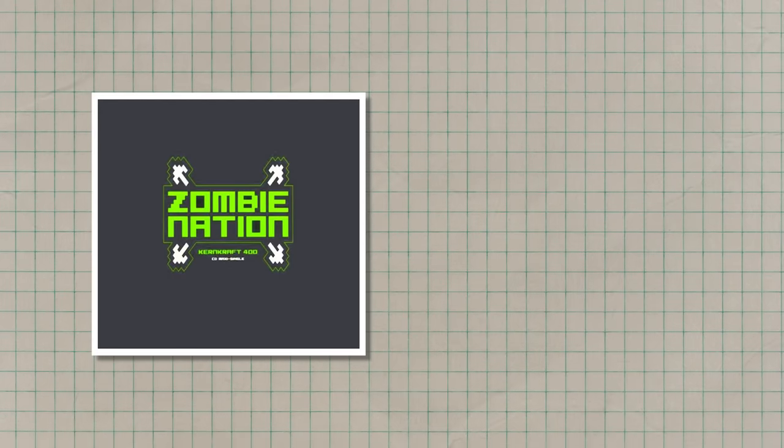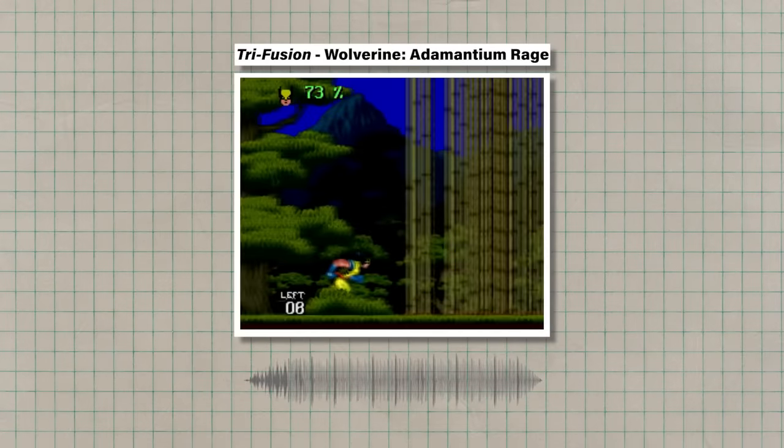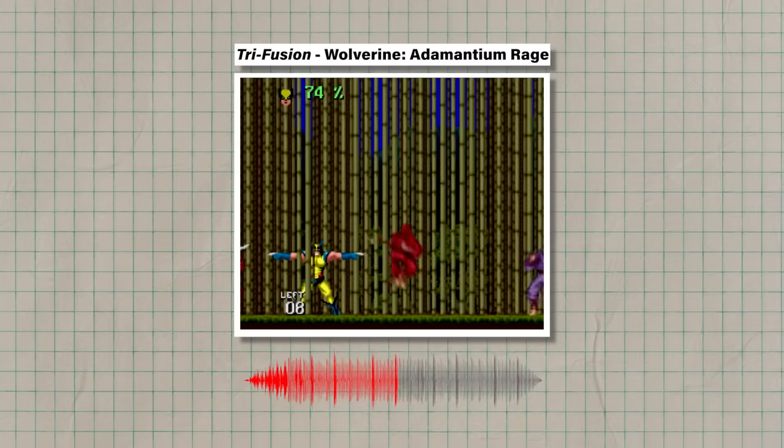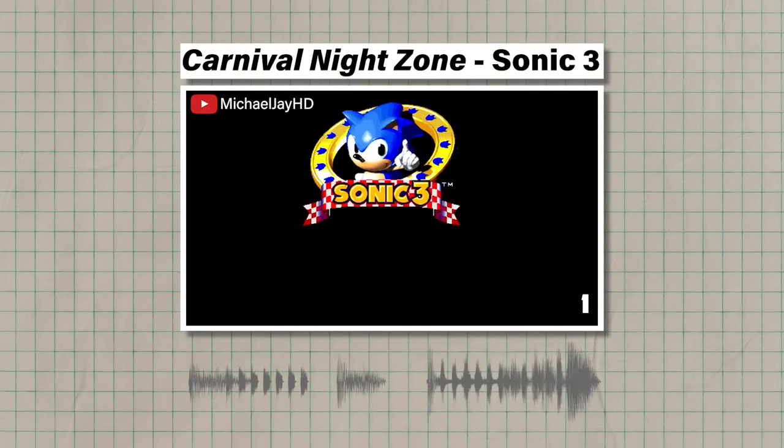Zombie Nation's 1999 hit, Kernkraft 400, lifted its iconic synth line from the 1984 Commodore 64 video game, Lazy Jones. The 1994 SNES game Wolverine: Adamantium Rage was blasting grind beats out before grind music emerged in the early 2000s. Michael Jackson wrote most of the original soundtrack to Sonic the Hedgehog 3.